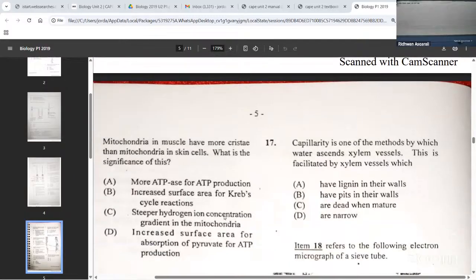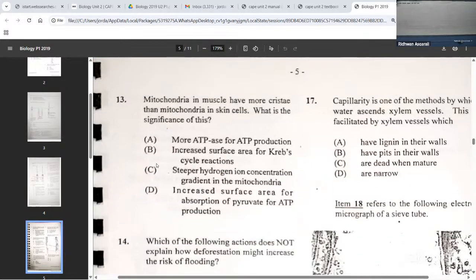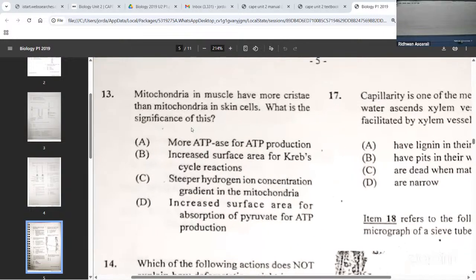Right. So we're back to Journal. 13, mitochondria in muscles have more cristae than mitochondria in skin cells. What is the significance of this? Right, so Journal, do you think it's A, B, C, or D? A, right? More ATP production. Yeah, that'd be the answer, right? More cristae is for more ATP production.